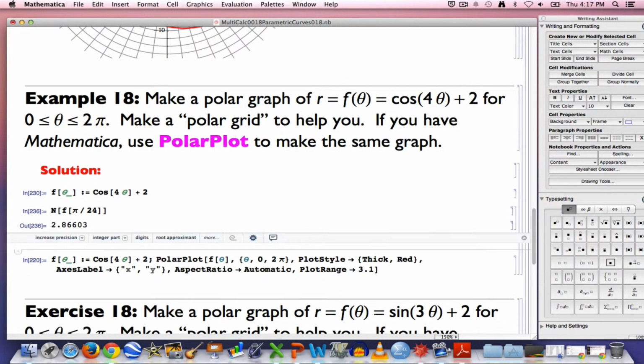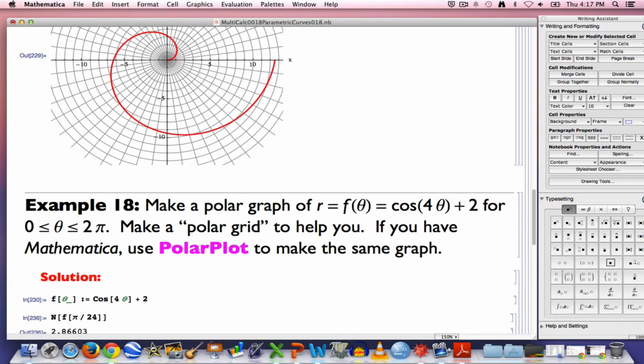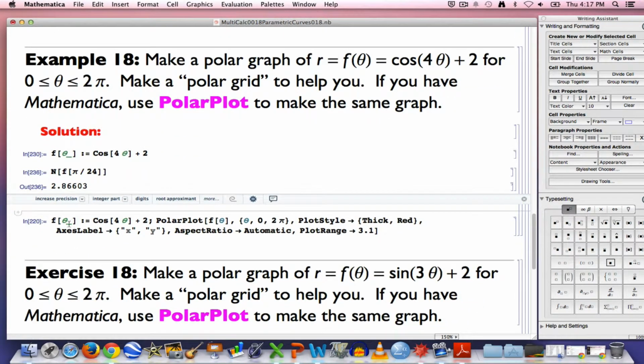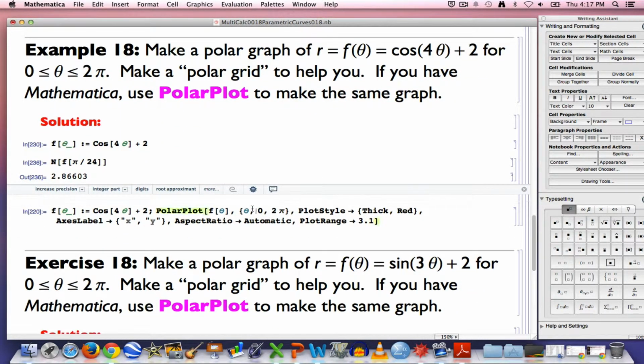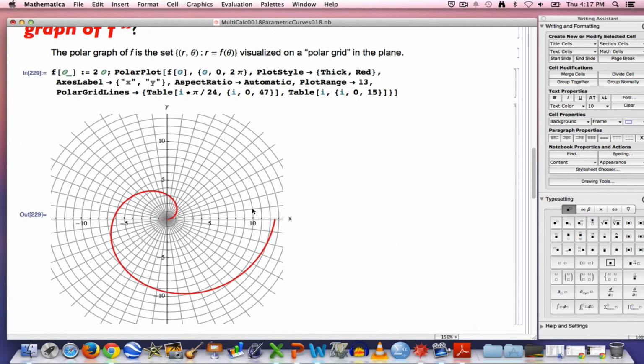To help you plot it, think about the polar grid. Figure out how to plot it based on that. Pause the video. And here I'm going to come back and use Mathematica to look at that graph. Here's the basic graph with PolarPlot without a polar grid. I'm going to add the polar grid lines on here like I had before. Notice the use of Table. I didn't mention that before. Notice how I'm using Table. I'm looking at multiples of pi over 24 for the angle. Pi over 24 is going to be an angle of 7.5 degrees.